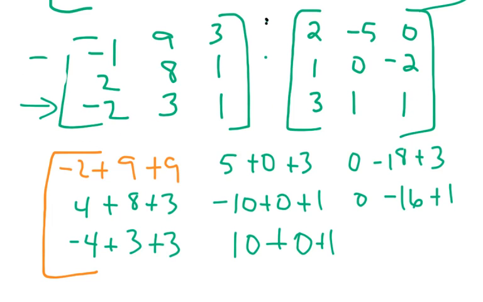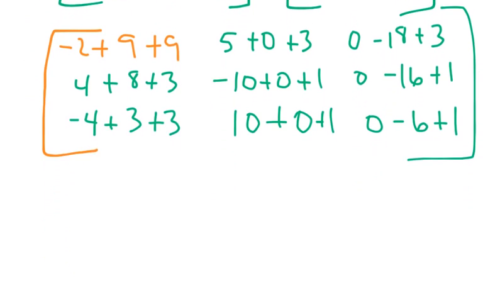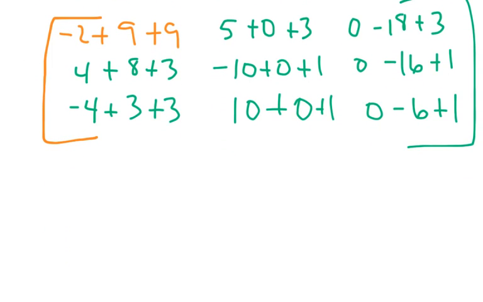Okay, negative 2 times 0 is 0. 3 times negative 2, negative 6. And 1 times 1 is just 1. Let's add all of our numbers together to get our final answer.